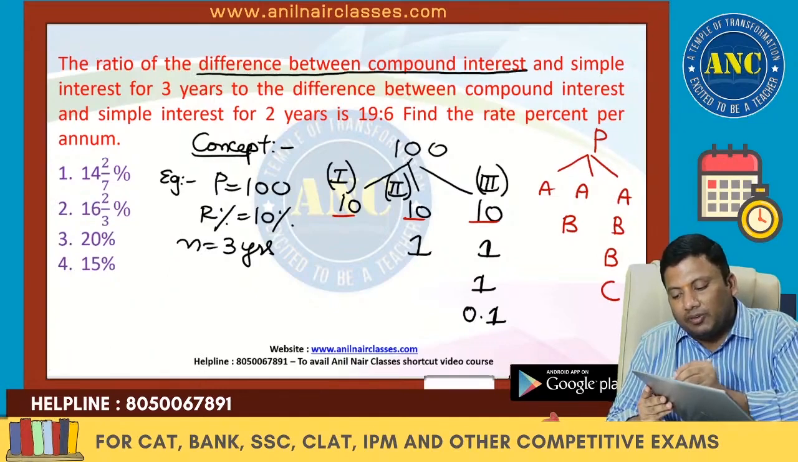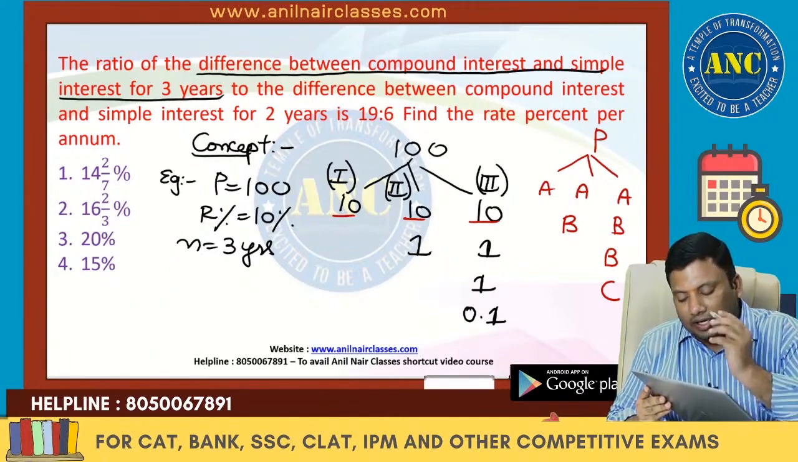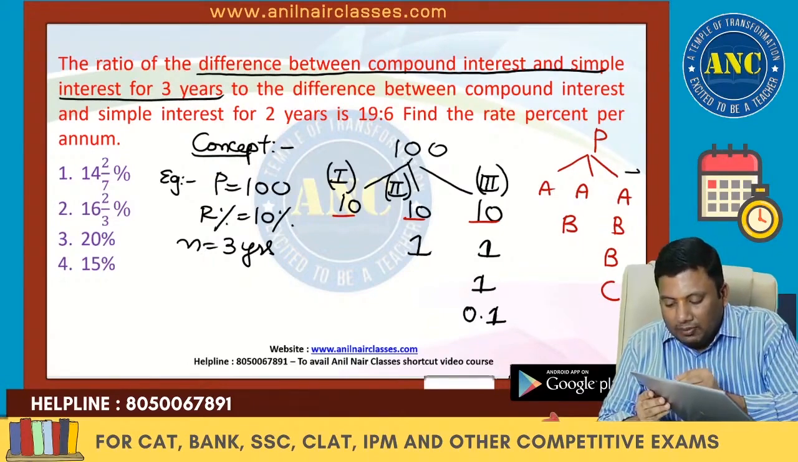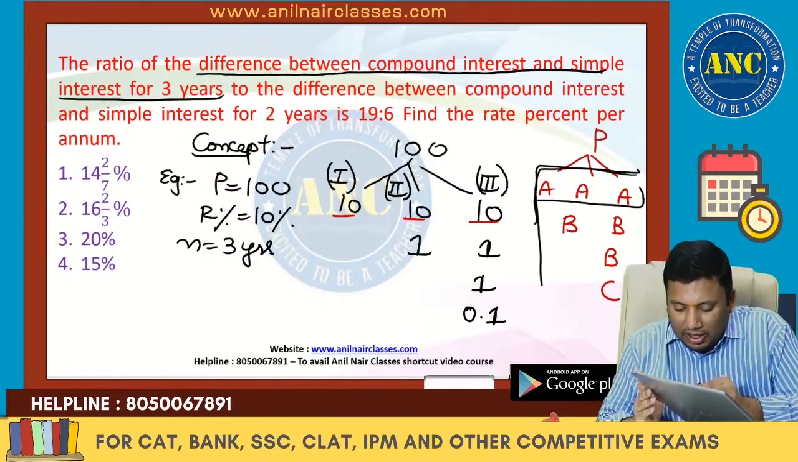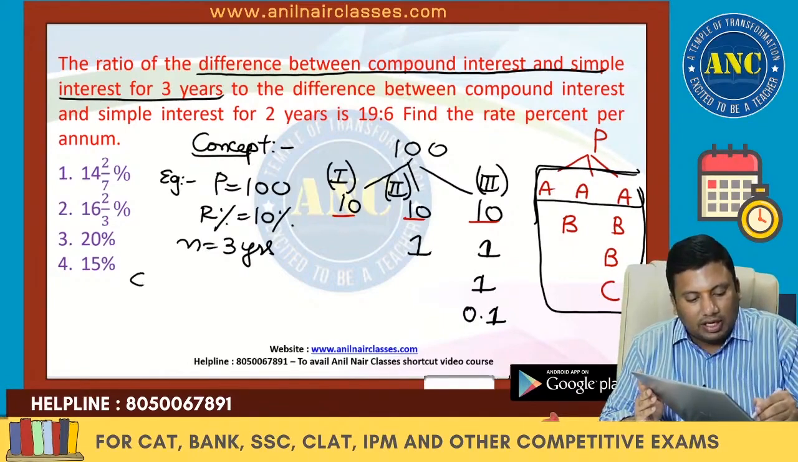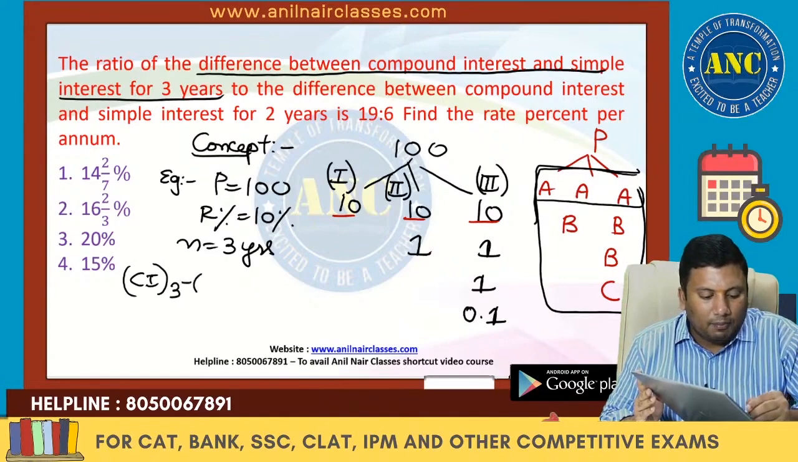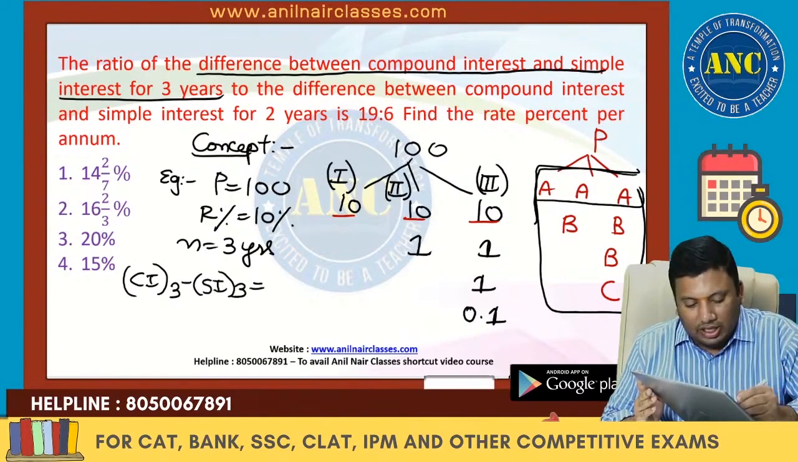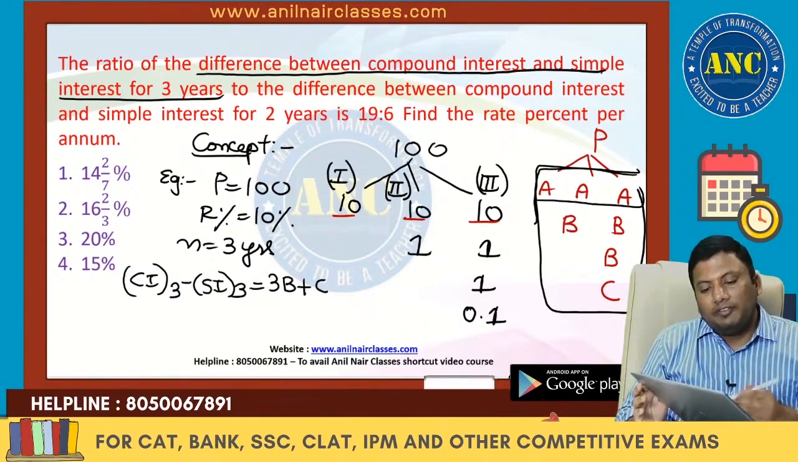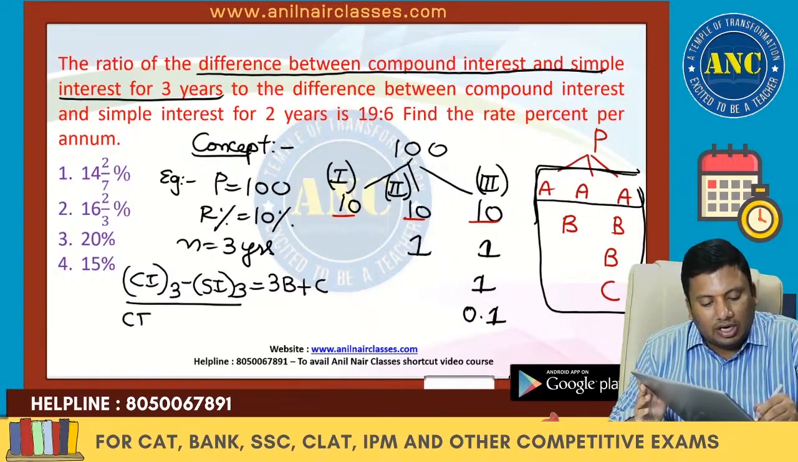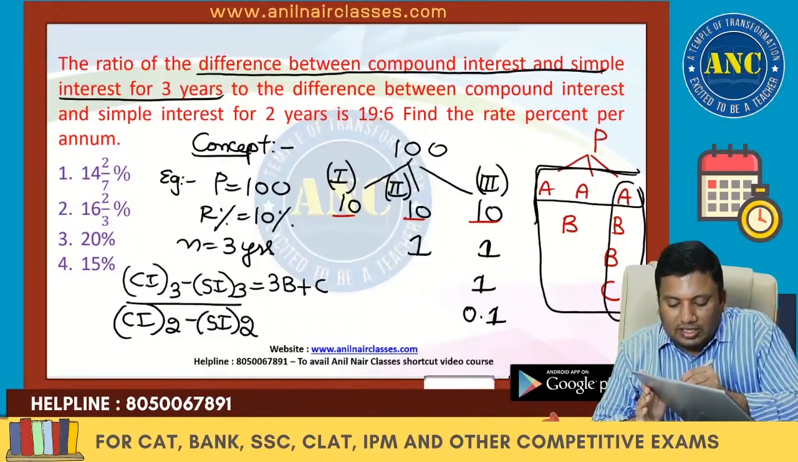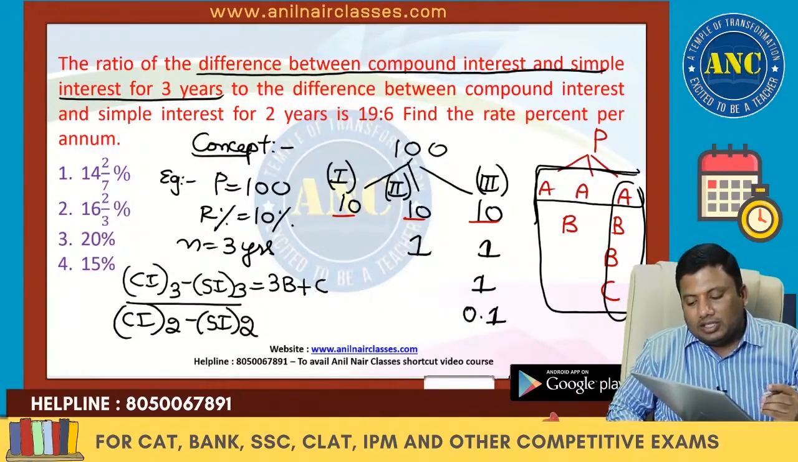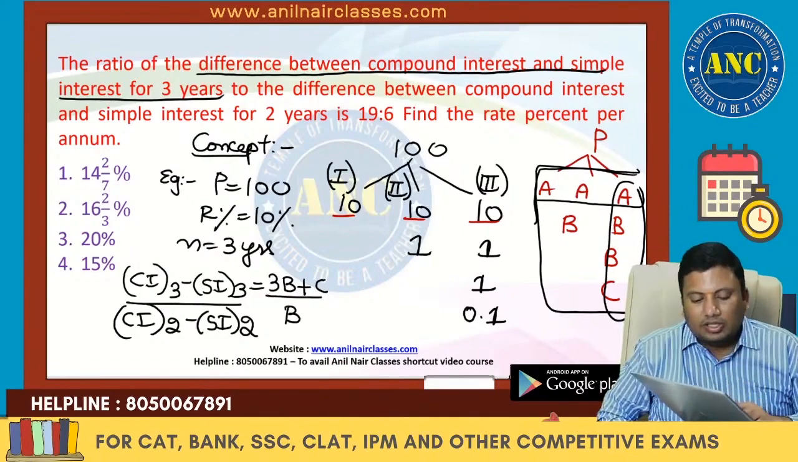Ratio of the difference between compound interest and simple interest for 3 years. This is nothing but the entire SI for 3 years. Am I right? This is nothing but the entire CI for 3 years. That means CI for 3 minus SI for 3 is nothing but 3B plus C. Difference between compound interest and simple interest for 2 years, CI for 2 minus SI for 2. That means this is not there. Total SI is 2A. CI for 2 minus SI for 2 is nothing but B.